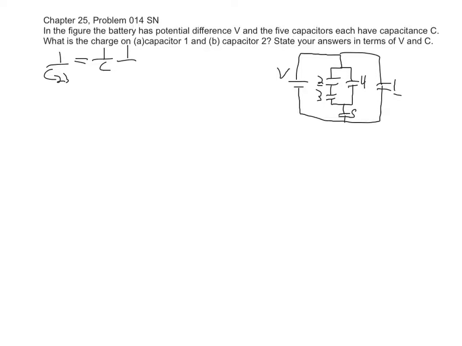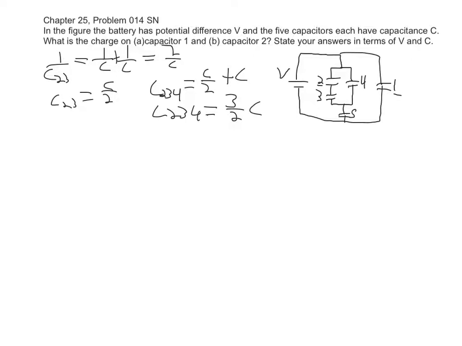They both have a capacitance of C, so 1 over C23 will be equal to 1 over C plus 1 over C, which will come out to be equal to 2 over C. Therefore, C23 would be found to be C over 2. And then we can observe that C234 would be equal to C23, which is C over 2, plus C4, which is just C.